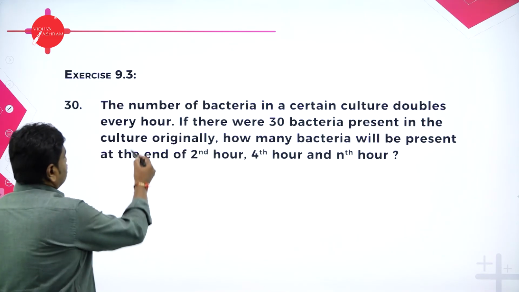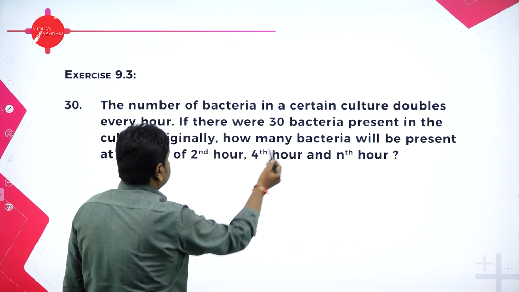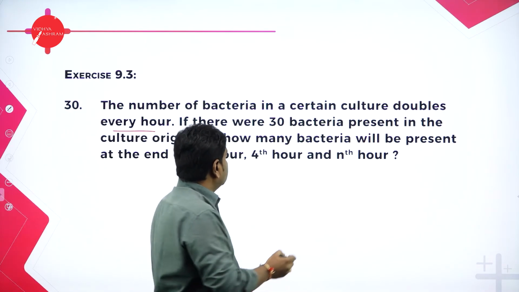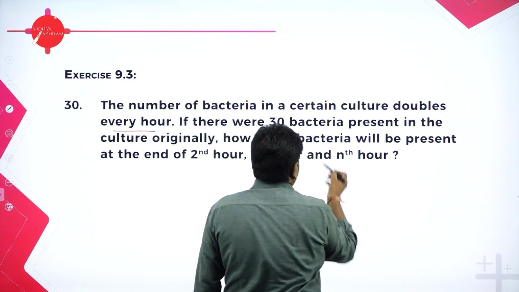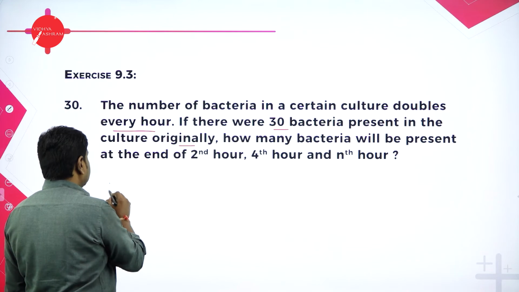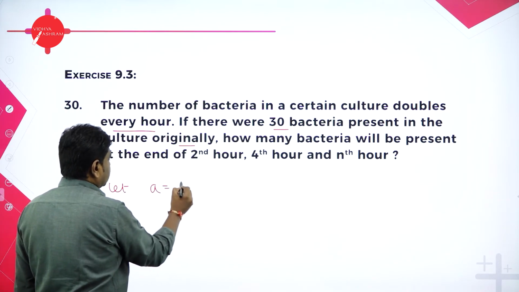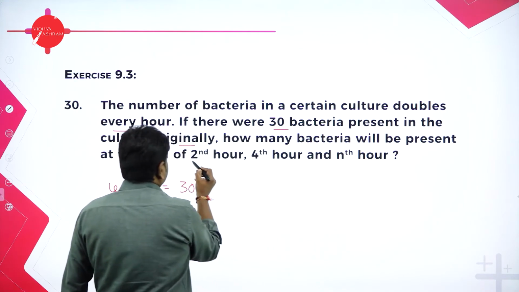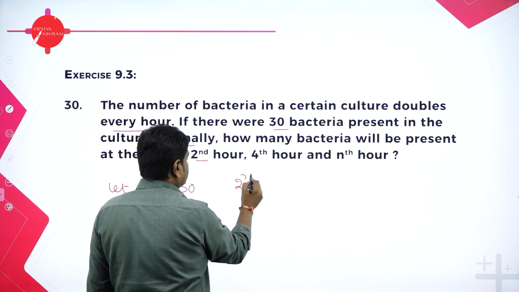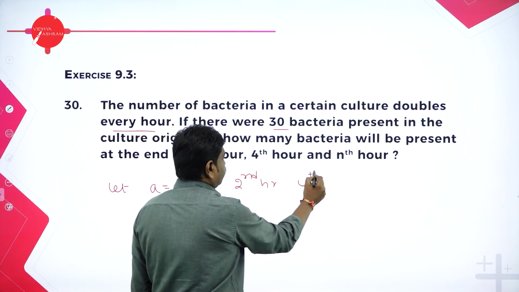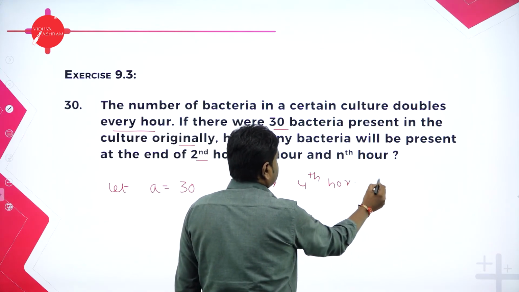Next, the number of bacteria in a certain culture doubles every hour. For 1 hour it will double. If there were 30 bacteria present in the culture originally, that means initially, let A be 30. Then how many bacteria will be present at the end of second hour? They want it at the end of the second hour, after 2 hours, and the fourth hour, and the nth hour.